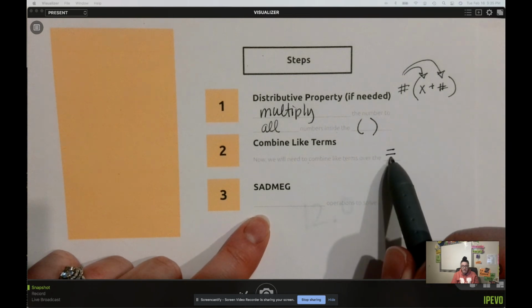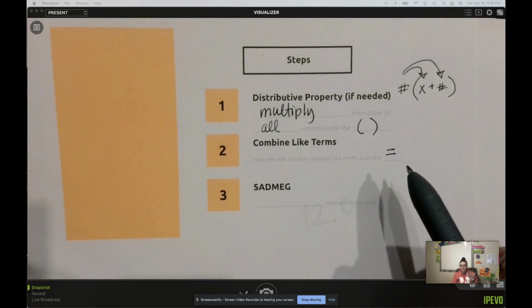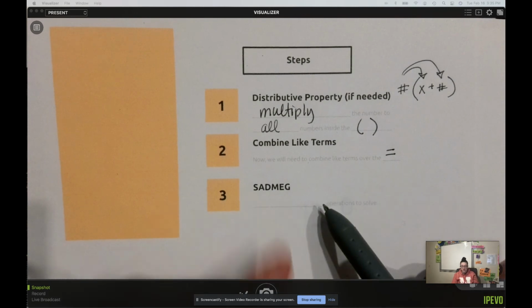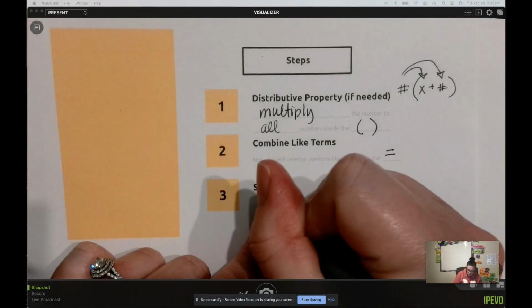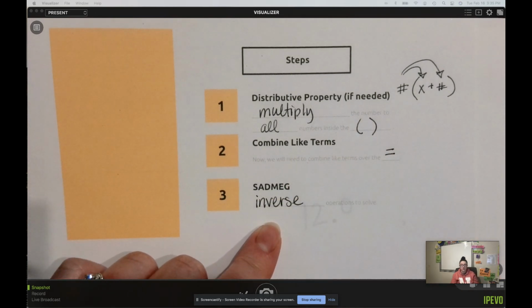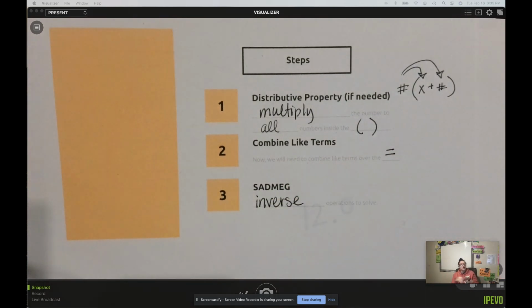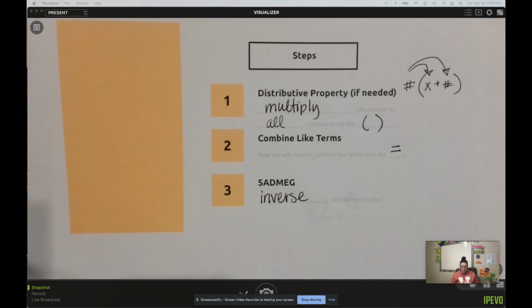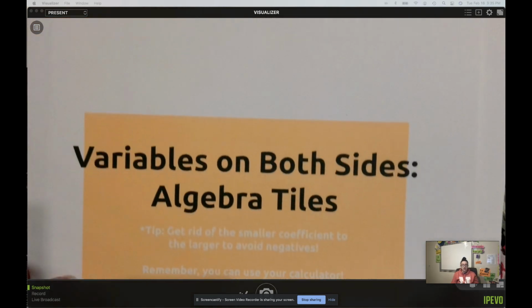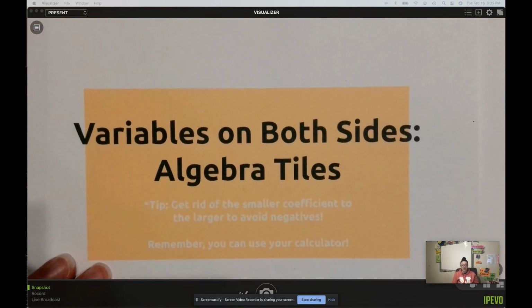It's going to look a little bit different, but our goal is to get it in the form y equals mx plus b, the way we're used to solving it, so that we can do SAD-MEG, where we're doing our inverse operations to solve. Again, go ahead, pause that video, take a second, finish it up, and then we will talk about solving these problems when we have variables on both sides with algebra tiles.